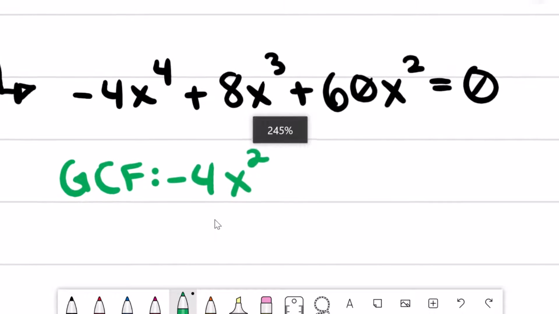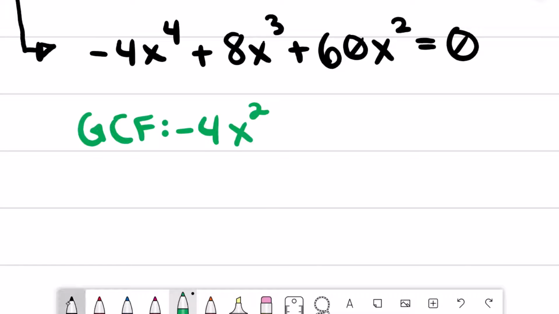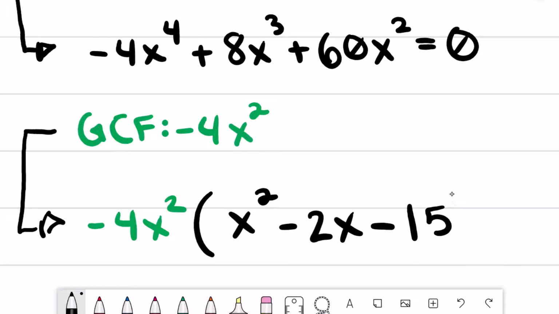I'm going to go ahead and rewrite my problem with the GCF factored out. So I'm going to write negative 4x to the second power times x to the second power, which is what I'm going to be left with if I factor a negative 4x squared from the first term. The second term, if I factor a negative 4x squared, I'm going to be left with negative 2x. And then finally, I'm going to be left with negative 15. And I'm going to close my parentheses. I've got to make sure I bring the 0 with me, because again, we're solving for the zeros, or x-intercepts.